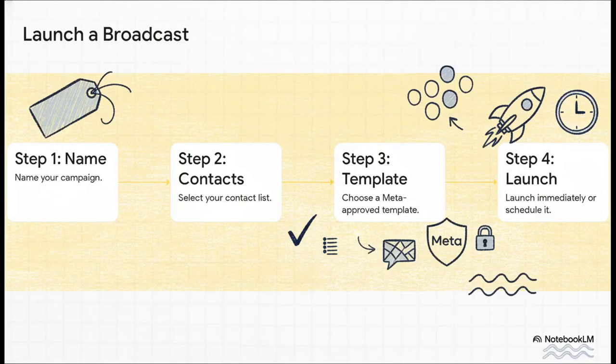And sending one of these broadcasts is, again, super straightforward. It's just 4 steps. You name your campaign, pick your contact list, choose a message template, and then you can send it right away or schedule it. But hang on, that third step, choosing a template, is absolutely crucial. You have to use one that's been pre-approved by Meta. And just to be clear, that's not a rule from this platform, that's a core WhatsApp policy to keep spam off the network and make sure it stays a good experience for everyone.